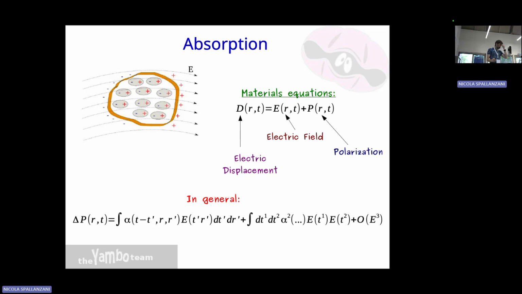So let me start from some basic concepts. What we want to describe is the behavior of the electric field inside the material. Inside the material we have the electric field and the polarization, and the two are related to what is called the electric displacement. In general, when we apply an electric field, there is an induced polarization, or a variation of the polarization, which can be expanded via some coefficients to first order, second order, etc.